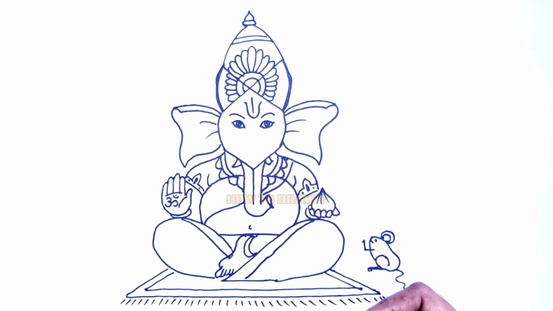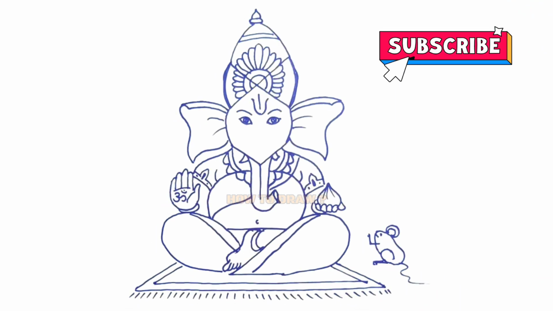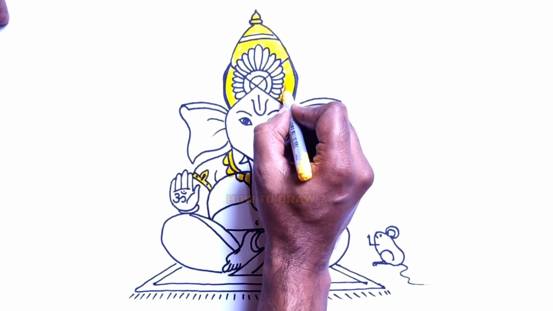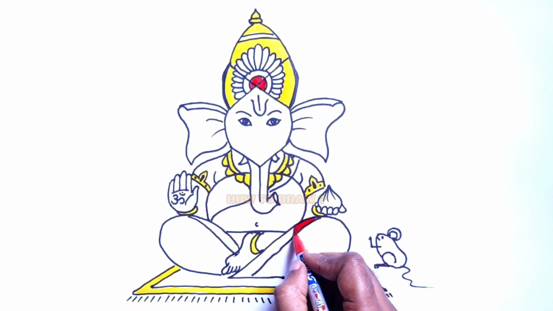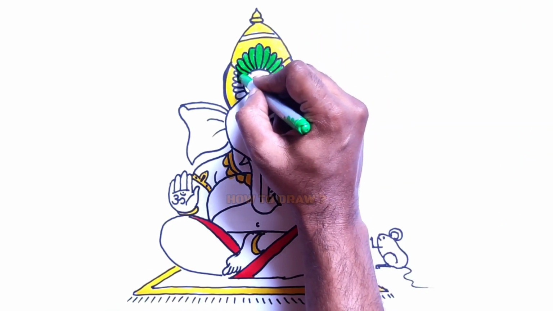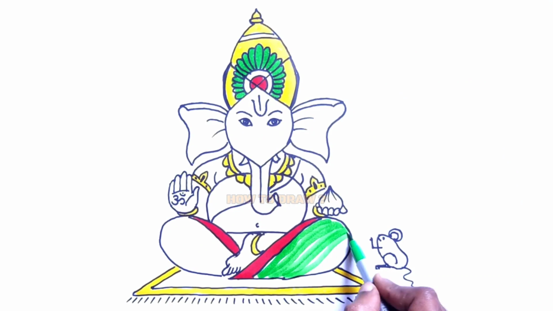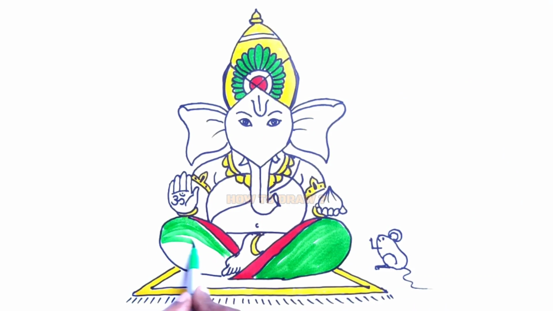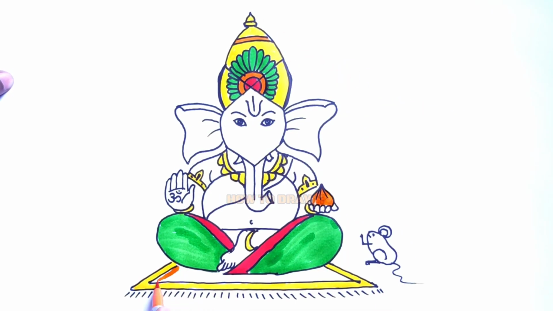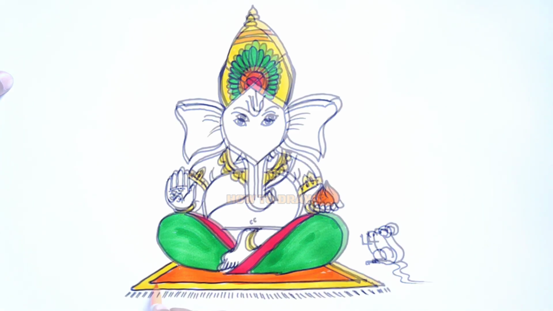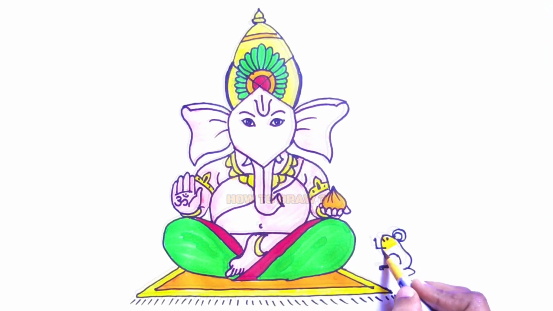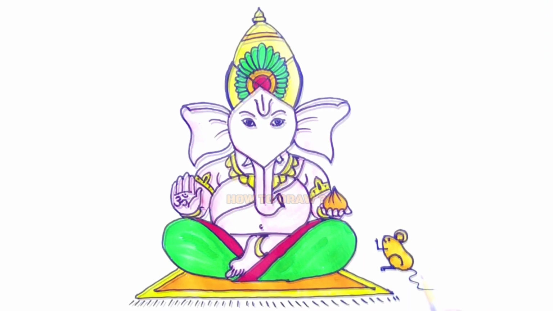Now let us go for the coloring part. Use yellow color for the jewel parts, and for the carpet border also use yellow. And for the designs and all, I am using red and light green. You can use colors of your own choice according to your creativity and color sense. See, I have used different colors here. For the skin part, using peach color is most relevant. Now the coloring is completed.